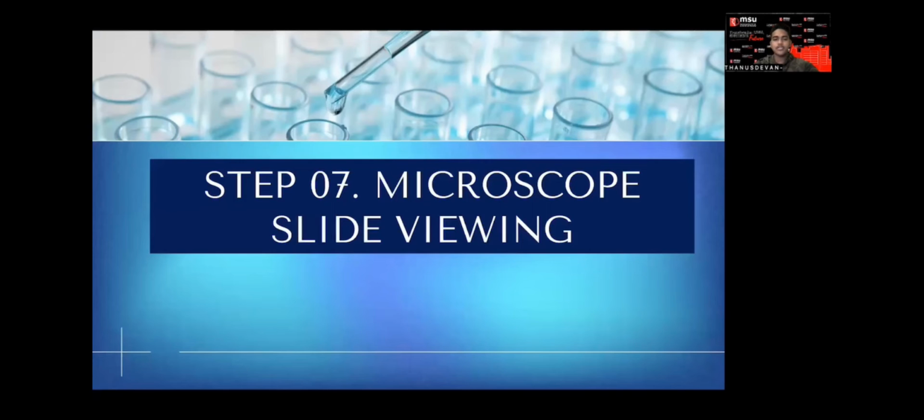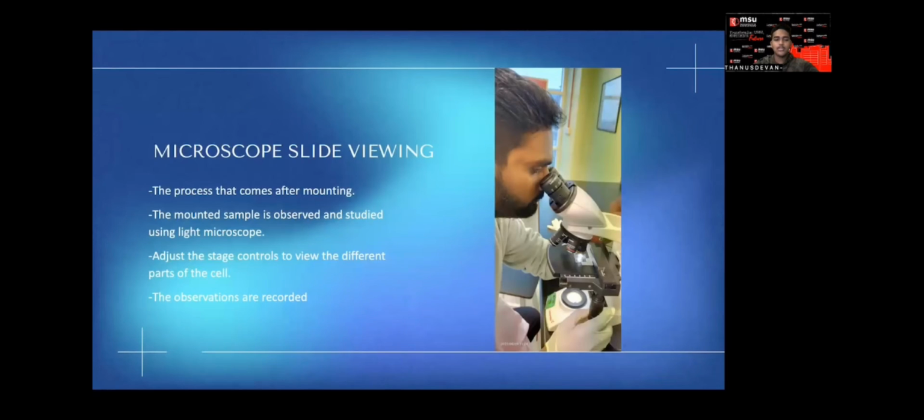Hello everyone, I'm Thanusdevan and I'll be presenting on slide viewing. So, what is microscope slide viewing? It is the process that comes after mounting the slide on the microscope. The mounted sample is then observed and studied using a light microscope. Adjust the stage controls to view the different parts of the cells, and the observations are recorded at 40 times magnification of the kidney cell of the mice.